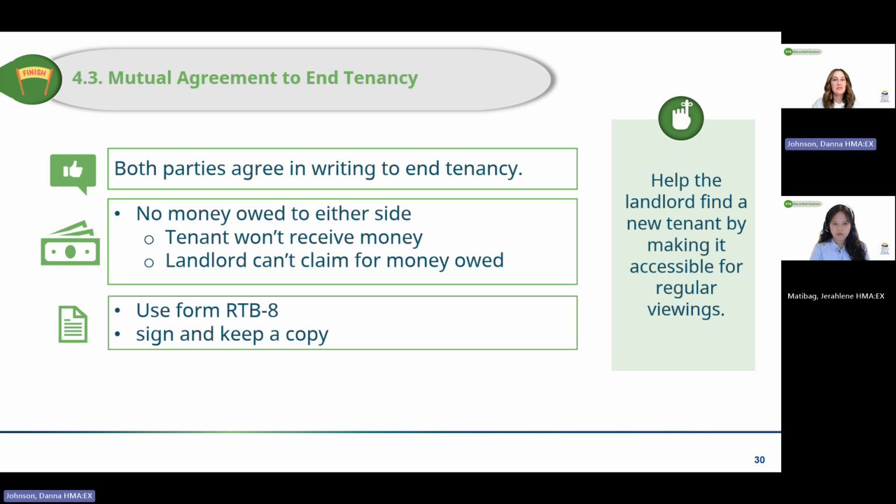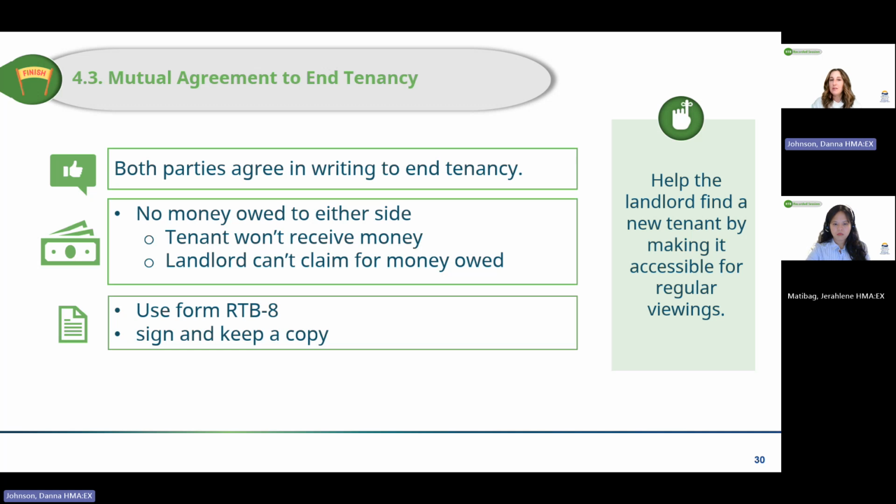Now that we've talked about the different types of notices a landlord can serve, let's look at one more way a tenancy can end, and this one is much simpler. It's by mutual agreement. A mutual agreement to end tenancy just means that you and your landlord both agree in writing that the tenancy will end on a certain date. There's no dispute process, no formal notice period, and it's simply an agreement between you and your landlord.